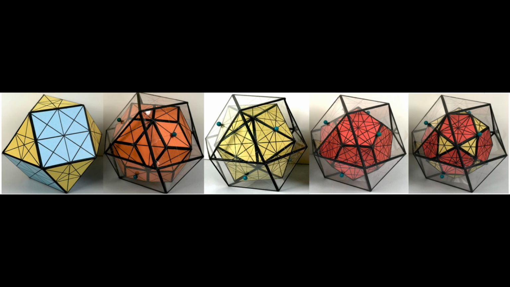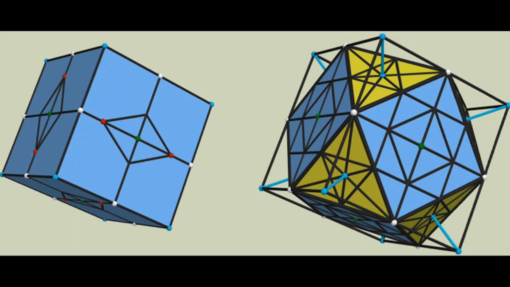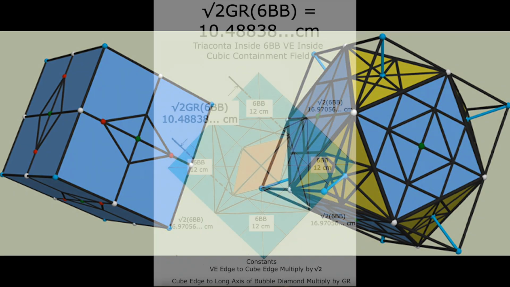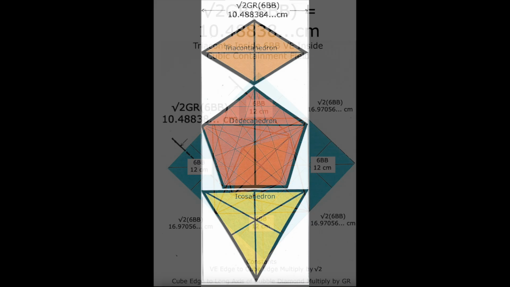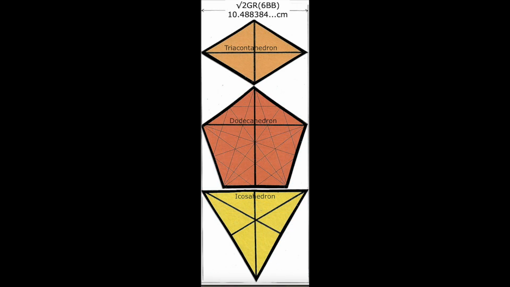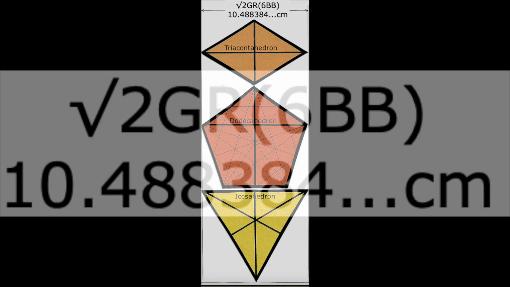In this case, their size will fit exactly inside the 6BB VE, which equals 12 centimeters edge. We learned that the long axis of the bubble diamond of the triaconta is connected to the square face of the VE. Multiply the long axis of the square, corner to corner, by GR, and you have the long axis of the bubble diamond, the long axis of the dodeca's pentagon, and the edge of the icosa. That measurement is the square root of 2 GR 6BB.